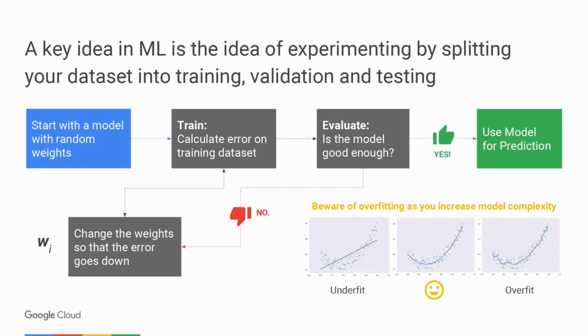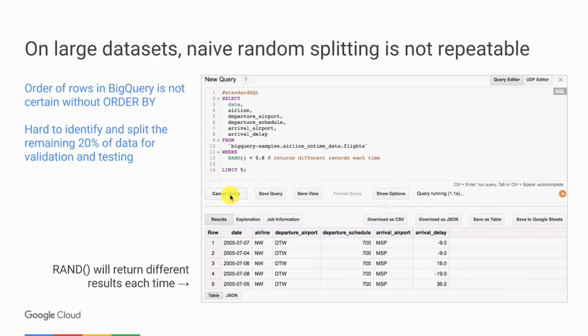One common mistake is to use just naive random splitting. Here I'm giving you a demonstration of how you could do naive random splitting in BigQuery. While the random function is tempting, you'll see that this is not repeatable. You'll get different results each time.